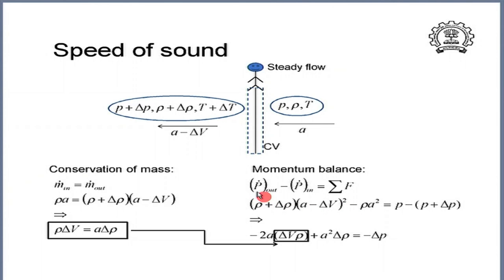This is what we are going to call the linear momentum leaving the control volume. Likewise, I have linear momentum coming into the control volume, which is simply rho times A, which is your mass flow rate coming in, multiplied by the velocity with which the mass flow rate is coming in, which is again A. So I have rho times A squared.